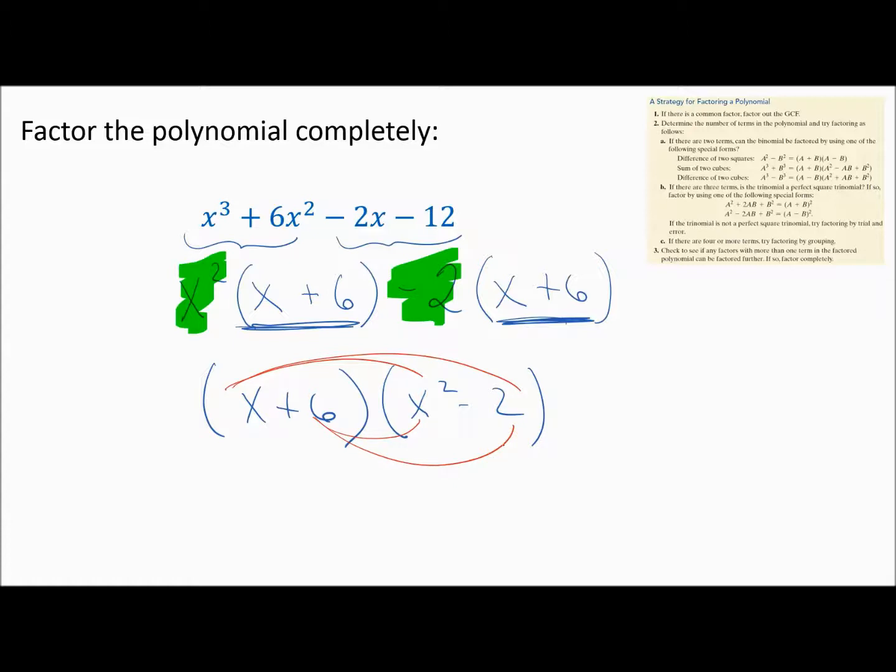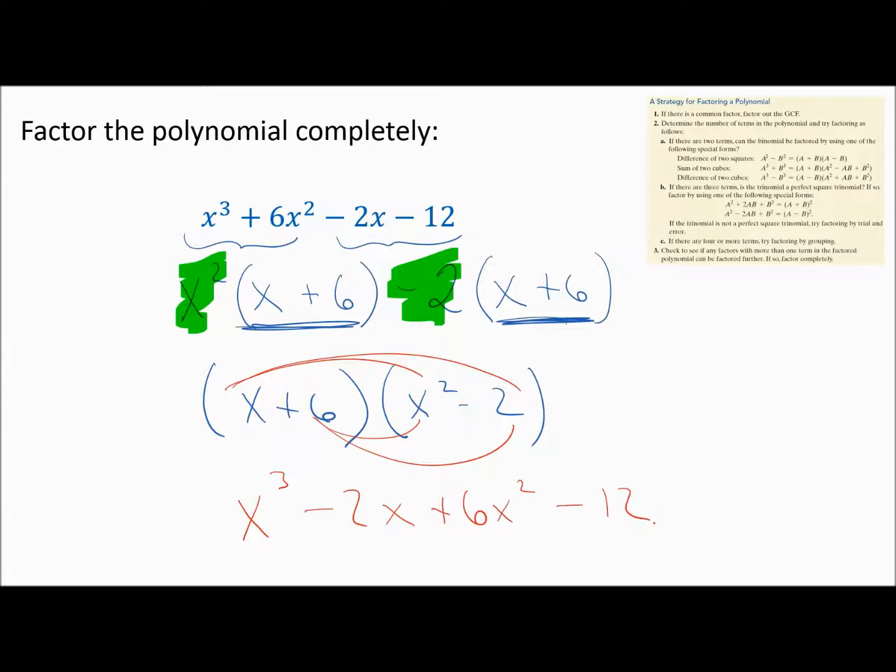Now I promise you, if you decided to check this by multiplying this back out using the distributive property, you would get your original polynomial back. It may not be in the same order, it might be, but no matter what, you should get those same 4 terms back. Let's check it. X times x squared is x to the third. X times negative 2 is negative 2x. 6 times x squared is 6x squared. And then 6 times negative 2 is negative 12.